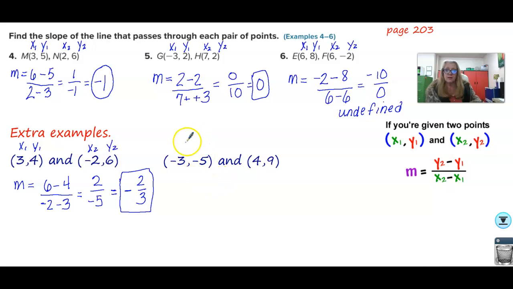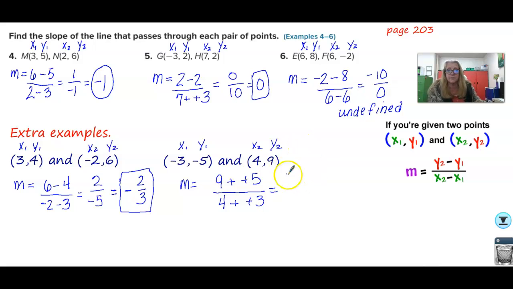Okay. Another one, first x, first y, second x, second y. Slope is equal to the second y minus the first y over second x minus the first x. Keep change, keep change. Now, if you're not good at adding and subtracting negative numbers, be sure to check yourself with a calculator. 9 plus 5 is 14, and 4 plus 3 is 7. This would have a slope of 2, okay? Or you could probably write 2 over 1. Those are probably both right.